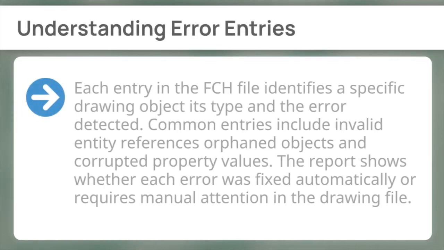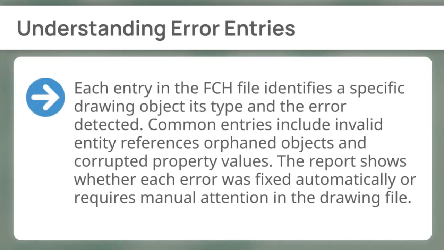Next, understanding error entries. Each entry in the FCH file identifies a specific drawing object, its type, and the error detected. Common entries include invalid entity references, orphaned objects, and corrupted property values. The report shows whether each error was fixed automatically or requires manual attention in the drawing file.